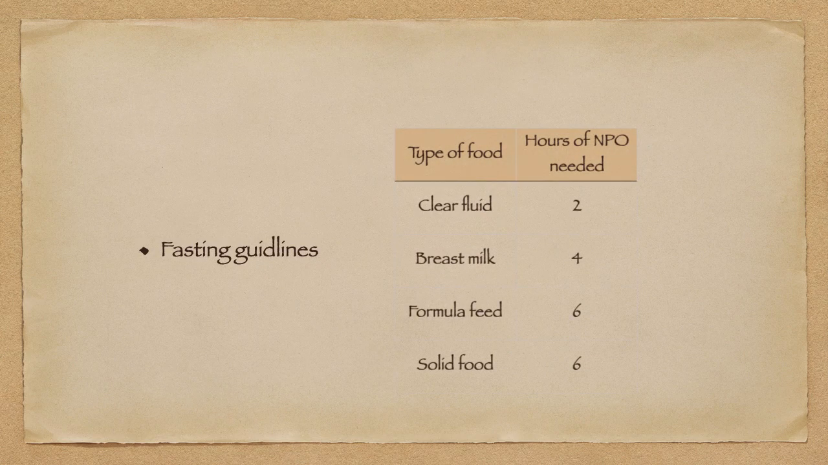So what are the fasting guidelines? For clear fluid, 2 hours of NPO is required. For breast milk, 4 hours. For formula feed, 6 hours. And for solid food, 6 hours of NPO is required.